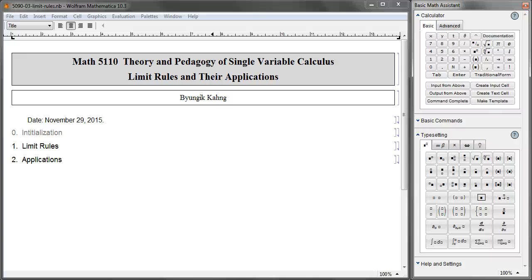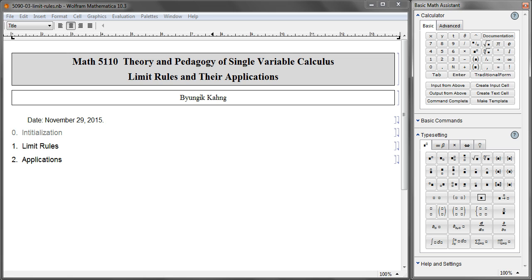Finally, we are ready to begin traditional calculus. Limit rules and their applications. By the way, we're not going to deal with the precise definition of the limit just yet. Yes, we will, and that's going to be a very, very important topic, but not just yet. Maybe several weeks later, or maybe in some other course, but the time did not come yet.